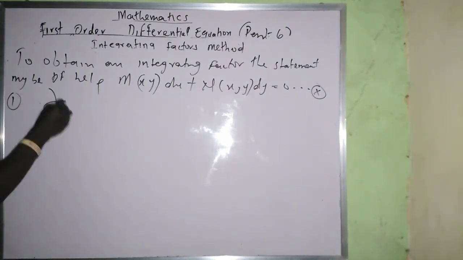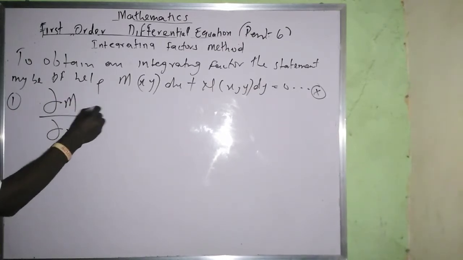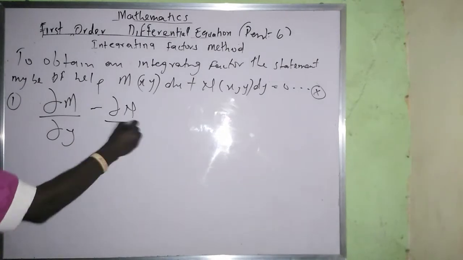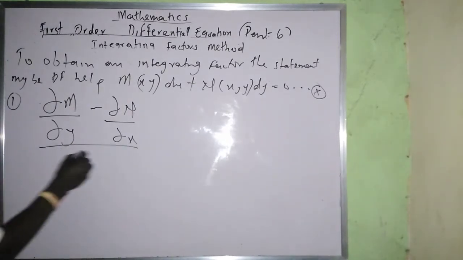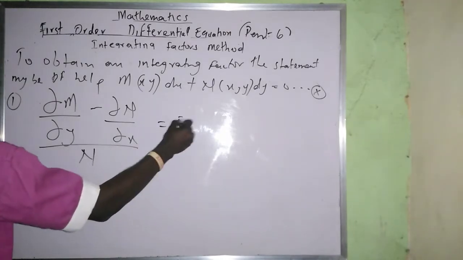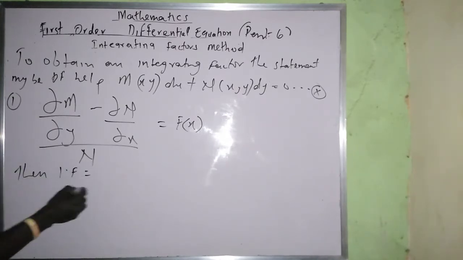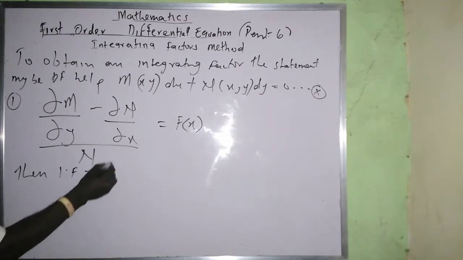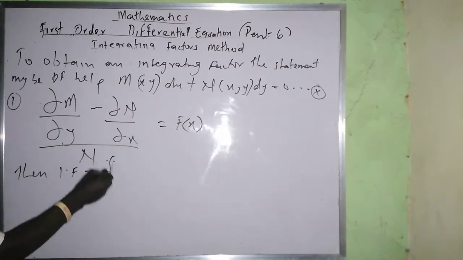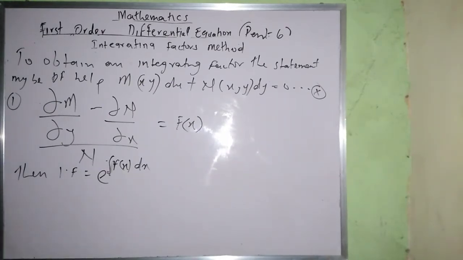Since I have number 1, I will have the partial derivative of M with respect to y minus the partial derivative of N with respect to x, divided by N, which equals a function of x. That's number 1. It means then my integrating factor will be equal to e raised to the integral of the function of x dx. That is number 1.